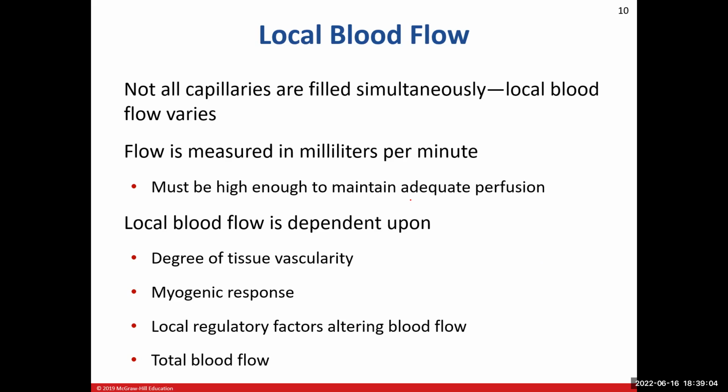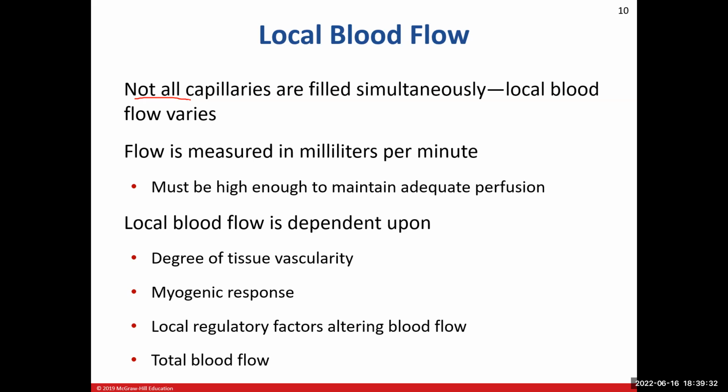What we should understand is that not all of these capillary beds are going to be full of blood, because some tissues might need blood more than others. So it's really going to depend on the need, specific to those tissues. That local blood flow will change. It'll vary. It could be different in your arm compared to your legs.